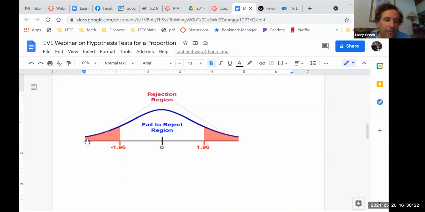Okay, and then if you're far left or far right, then you're going to say the p-value is too small, and you're going to reject the null, H naught. Any questions at all on the whole visual idea of hypothesis testing?